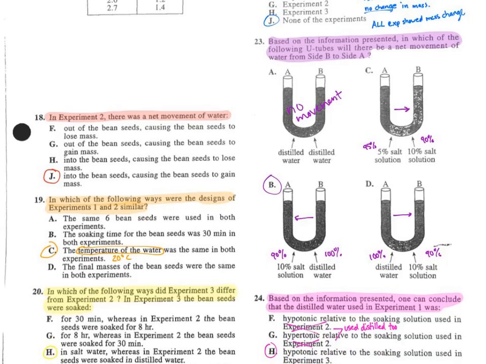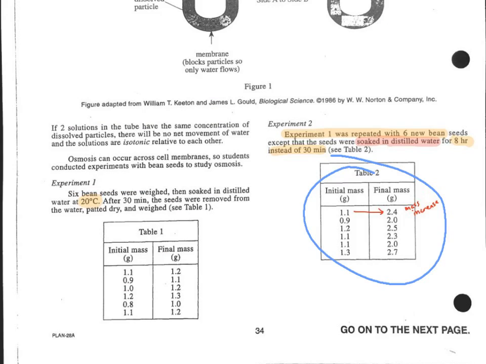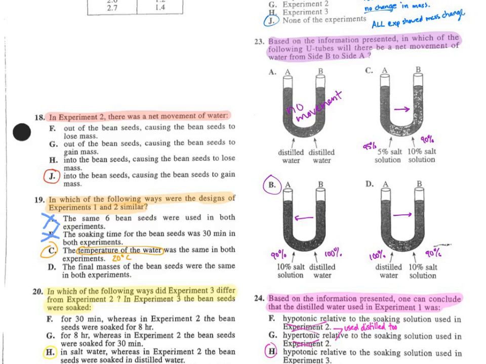19 says, in which of the following ways were the designs of experiments 1 and 2 similar? So A is not correct. They used new beans. The soaking time was not 30 minutes for each. One was 30 minutes and the other was 8 hours.